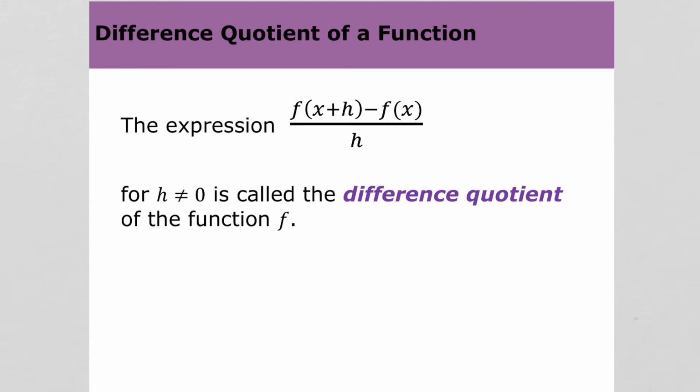The difference quotient is f of x plus h minus f of x, over h. So when you want to find the difference quotient, you plug in x plus h for x in f. You already have x plugged into f. So you plug in x plus h, subtract off the original function, divide by h, and simplify.